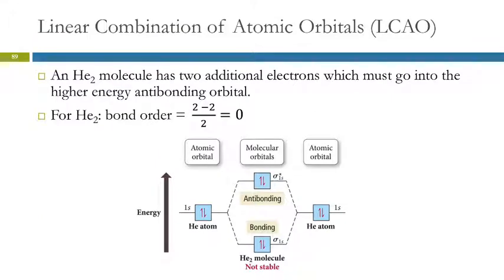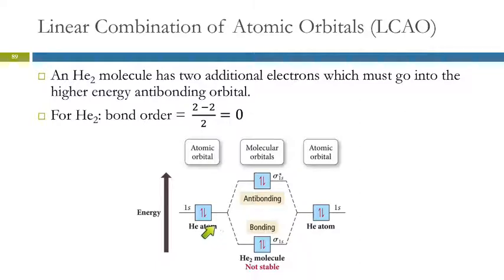So let's look at helium, He2 molecule. Do you think that exists? What if we learned about helium? It doesn't form bonds, right? But we could still draw a molecular orbital diagram for it. So here we've got one helium atom. It has a 1s orbital with 2 electrons in it. Here's the other helium atom, 1s orbital with 2 electrons in it.